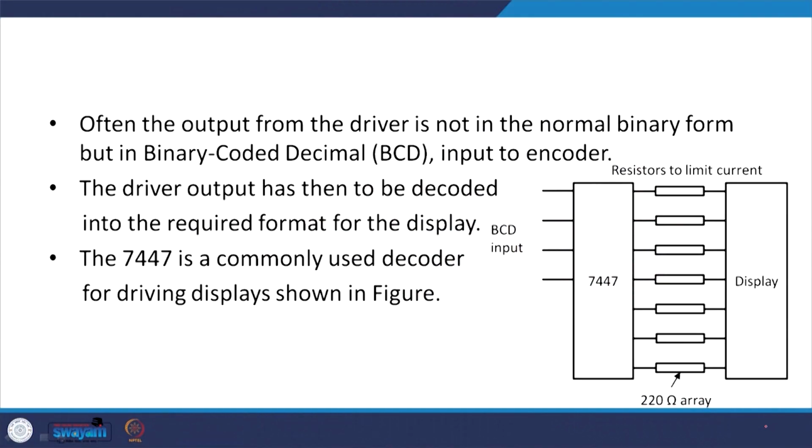Often the output from the driver is not in the normal binary form, but in the BCD form, that is the binary coded decimal form. So the driver output has to be decoded into the required format for the display. The 7447 is a commonly used decoder for driving a display, as you can see over here. You have the BCD input, the 7447 decoder to display, a 220 ohm array, and then you have the display.